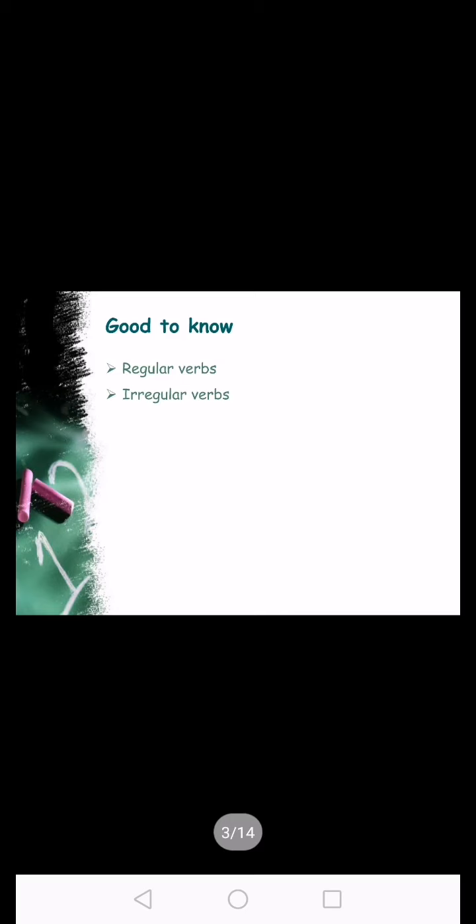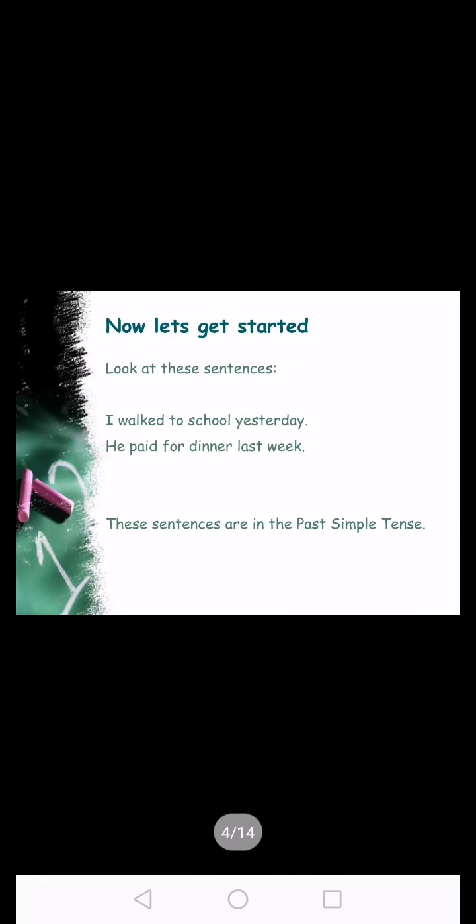First, it's good to know that in the English language there are regular verbs and irregular verbs, and it's advisable to study the most common irregular verbs. Now let's get started. Take a look at these sentences. I walked to school yesterday. He paid for dinner last week. These sentences are in the past simple tense.